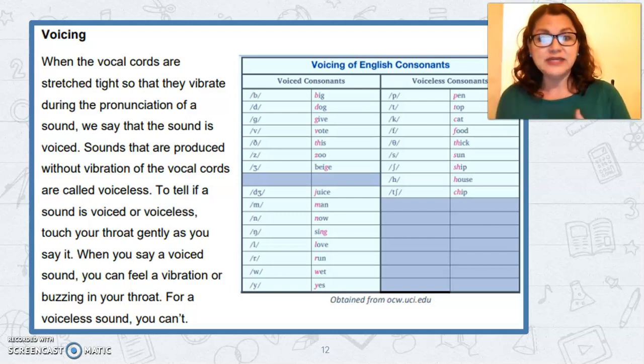To tell if a sound is voiced or voiceless, touch your throat gently as you say it. When you say a voiced sound, you can feel a vibration or buzzing in your throat. For a voiceless sound, you can't.